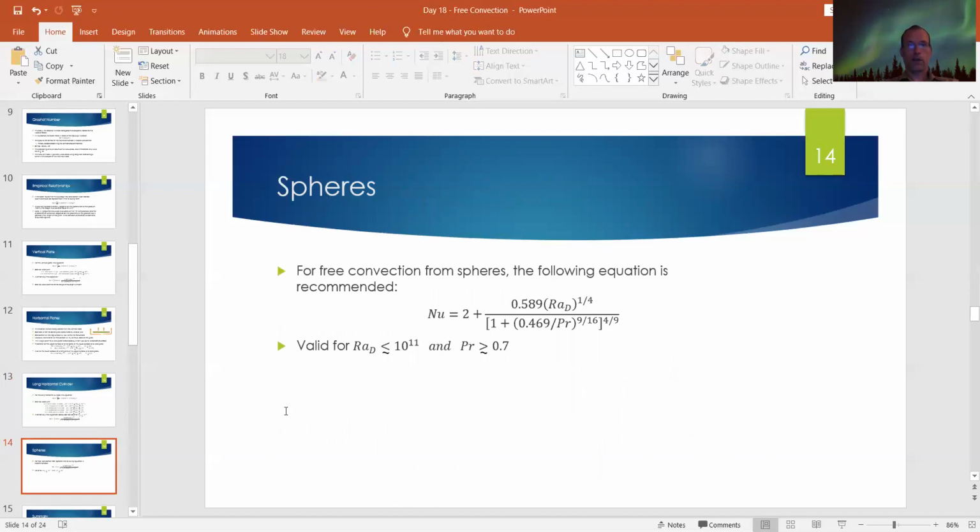And then finally, spheres, free convection for spheres. This is the most recommended equation. Again, the book probably has other ones, but that is the one that's most useful, at least in my opinion. Again, valid for certain values of Rayleigh number and Prandtl number.